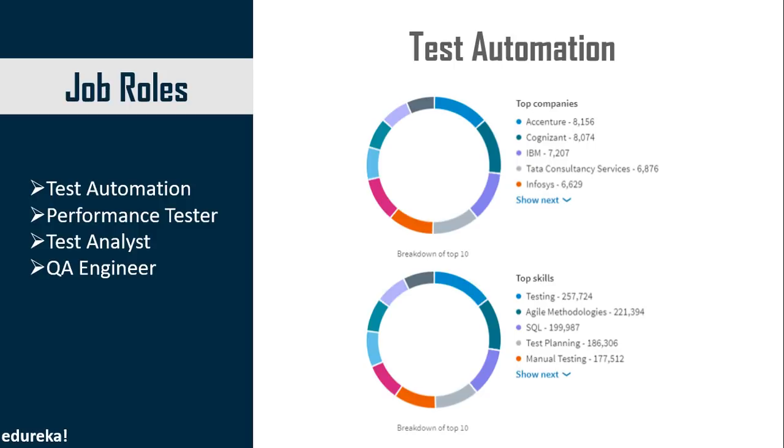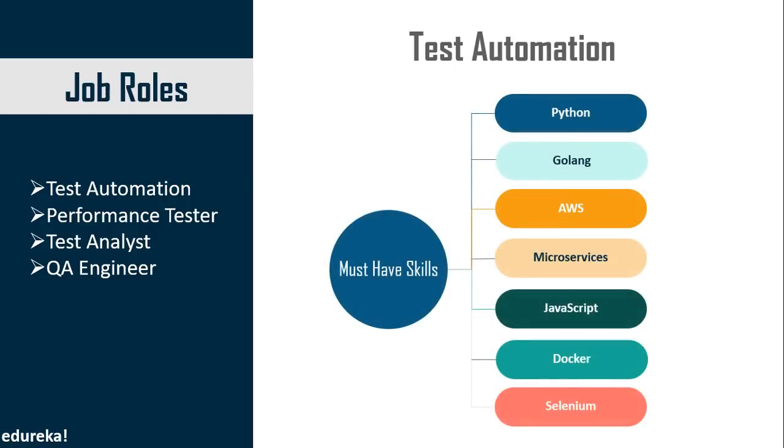Now, apart from these, you need to be well acquainted with programming languages like Python, Golang, and JavaScript. You also need to be well versed with AWS, microservices, Docker, and Selenium. Now, these skills will basically help you move to a higher position as a test automation engineer and also add up to your appraisal.